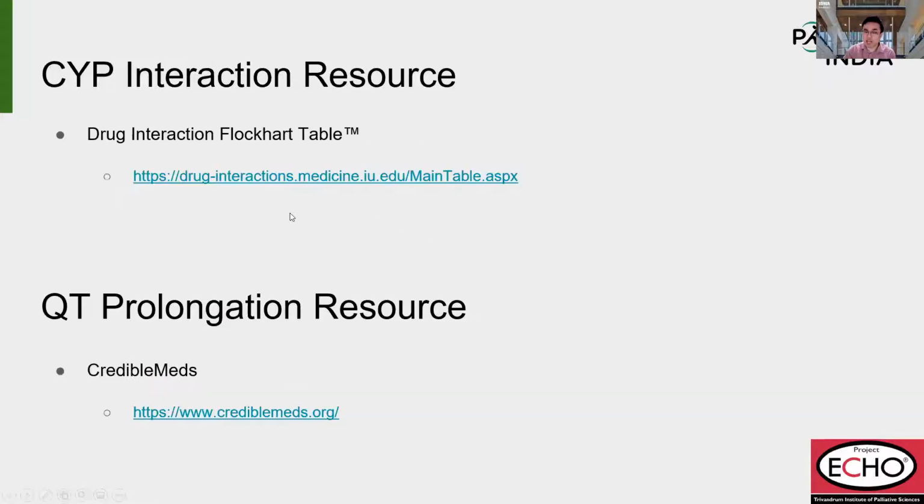And so with these drug interactions, there's actually a very nice resource called the Flockhart table. And I believe this is from University of Minnesota. If you go onto this link, and I believe the slides will be shared with everyone, it has a very nice graphic table with lots of drugs and all the interactions. And you just need to keep in mind which CYPs we're worried about. And then another resource for QT prolongation drugs is crediblemeds.org. You can search any medication and see what QTc prolongation risks are associated with that medication.